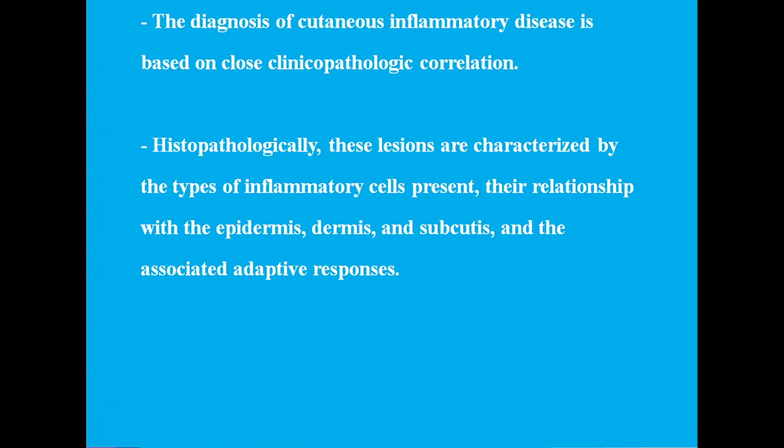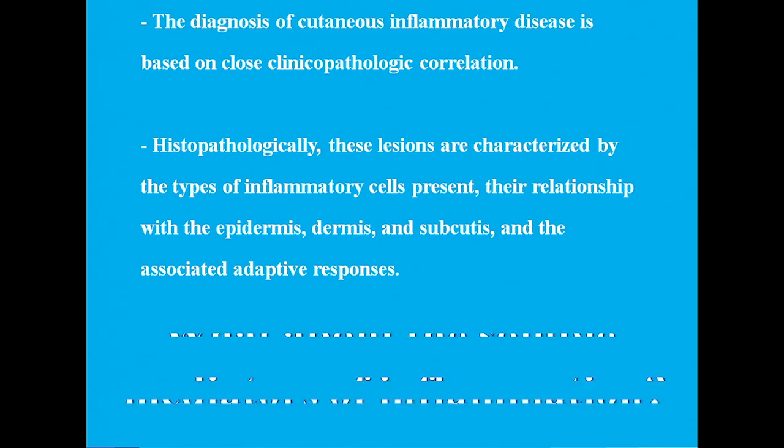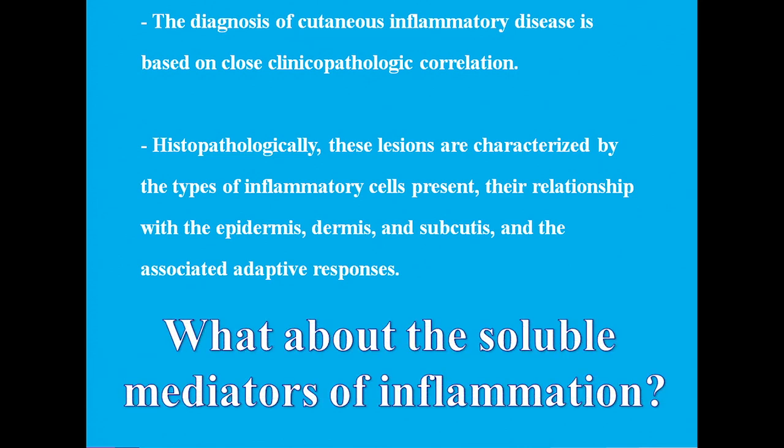So the diagnosis of cutaneous inflammatory disease is based upon close clinical pathologic correlation. And microscopically, what we look at is what type of inflammatory cell is present, what's its relationship with components of the skin, as well as what is the adaptive response of these components within the skin to the inflammatory insult. But what about the elements that we can't see under the microscope, such as soluble mediators of inflammation?